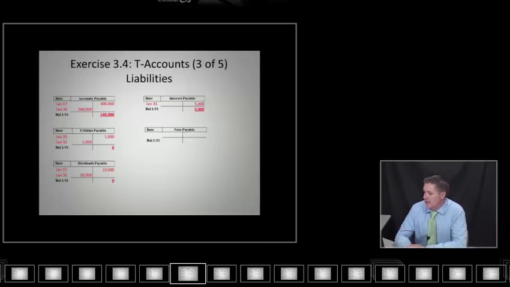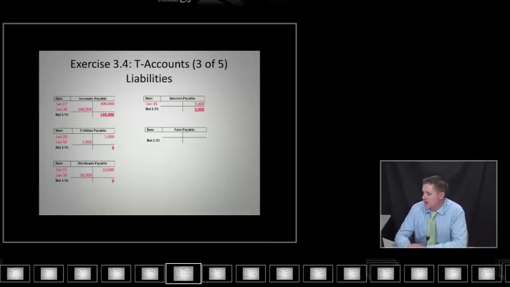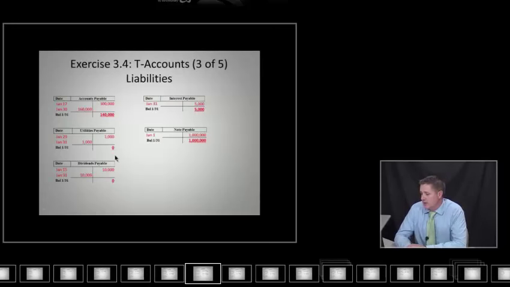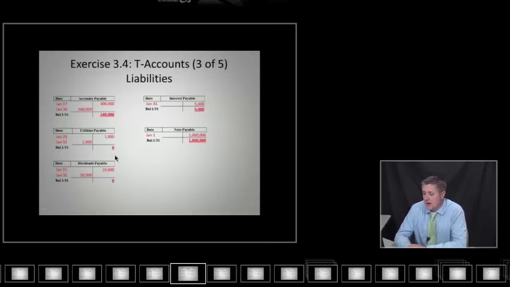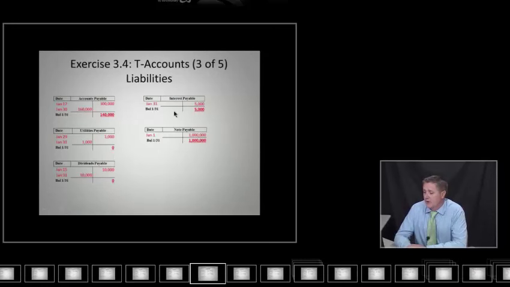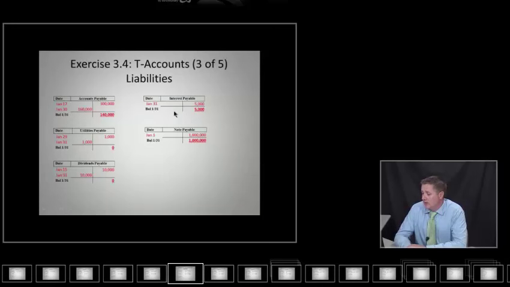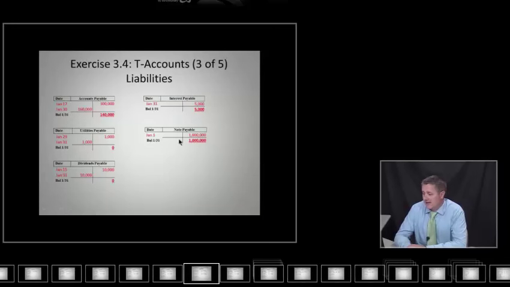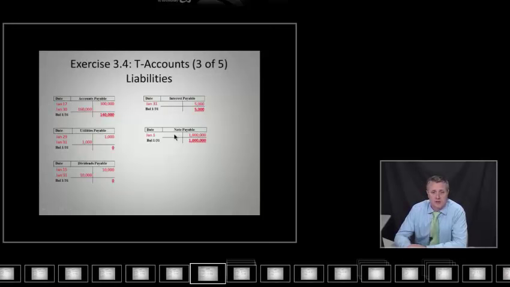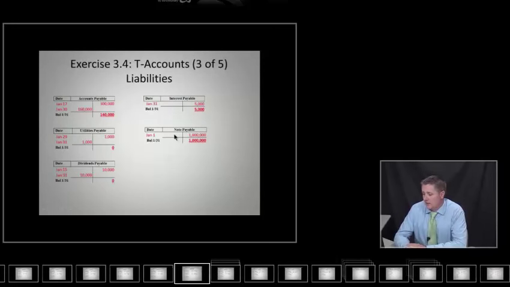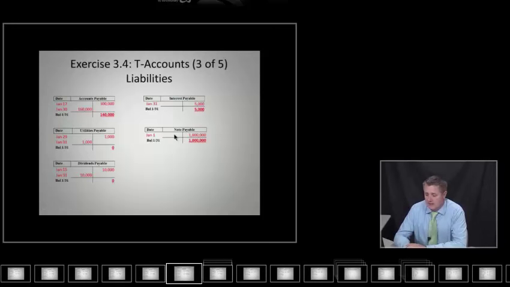Okay, so our ending balances in each of these accounts: for accounts payable, it's going to be $140,000. Utilities and dividends payable, it's going to be $0. Interest payable, our ending balance at 1/31 is going to be $5,000, and our ending balance for note payable is going to be $1 million. Okay, again, because that's a simple interest note, we're not paying down any principal each period. It's just all due at the end of the 10-year period.